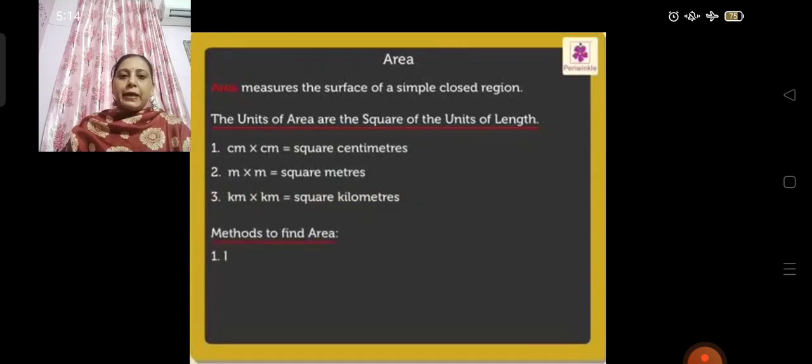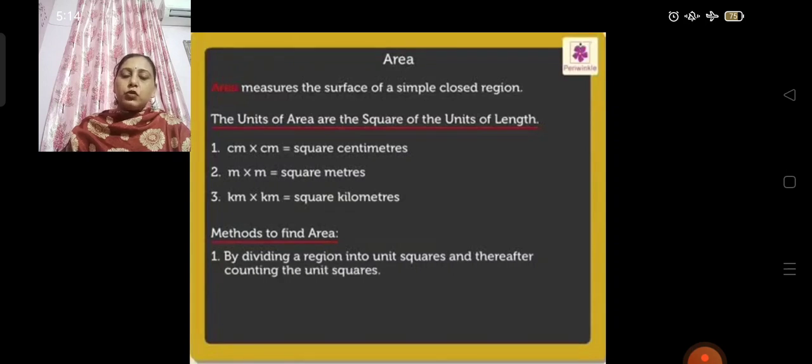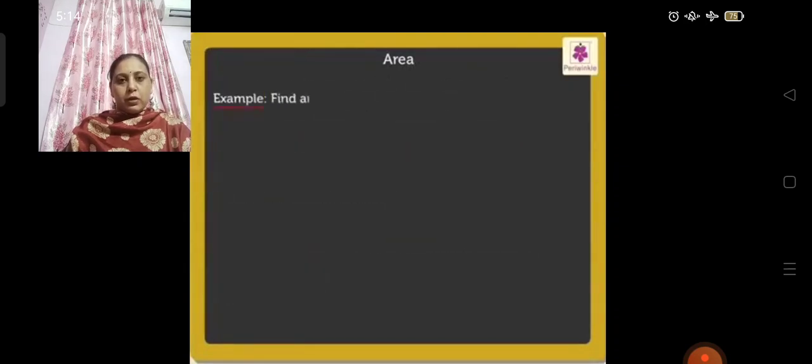One is by dividing a region into unit squares and then counting the unit squares, and second by using the formula. First we will move to the first method, that is dividing a region into squares. Now let us take an example. Find the area of a simple closed region by counting unit squares.